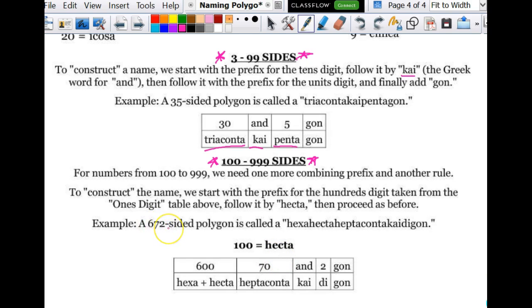But so a 672-sided polygon. Hexa means 6, hecta is 100, so that's where the 600 comes from. Heptaconta, that's your prefix for 70. Chi is and, 2 is di. So even though we don't have a digon, because we can't have a 2-sided figure, you still have to have a 2 version for when you get up to the bigger numbers. So this is hexahecta for 600, heptaconta for 70, di for 2, so there's your 672. So that makes it a hexahecta heptaconta chi digon. Crazy name for a 672-sided figure.